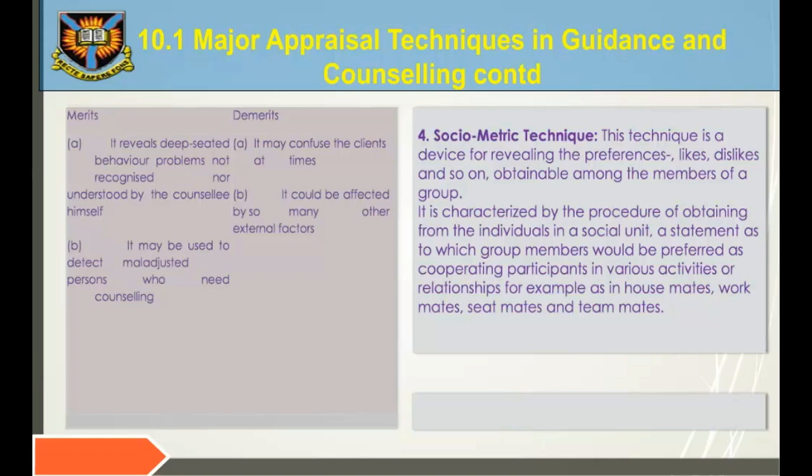4. Sociometric technique. This technique is a device for revealing the preferences, likes, dislikes, and so on obtainable among the members of a group. It is characterized by the procedure of obtaining from the individuals in a social unit a statement as to which group members will be preferred as cooperating participants in various activities or relationships, for example, as housemates, workmates, seatmates, and teammates.